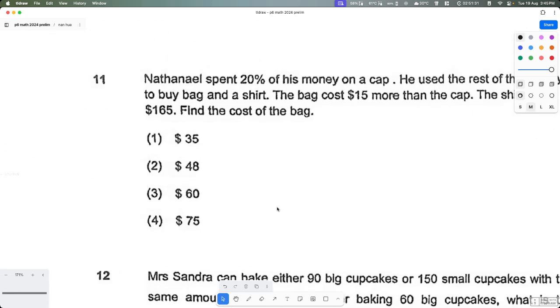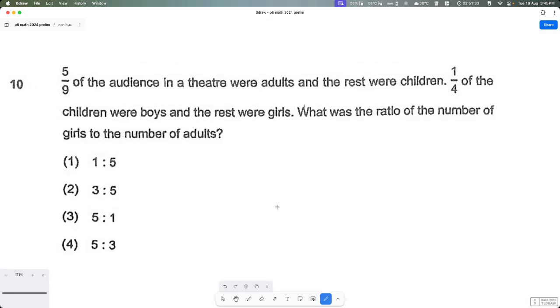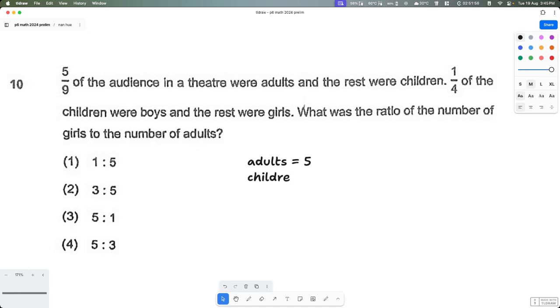Question number 10. Okay, 5 out of 9 of the audience in the theater were adults and the rest were children. 1/4 of the children were boys and the rest were girls. What's the ratio of the number of girls to the number of adults? So 5 units of the audience were adults and the rest were children. Then we know the total as well. Total equal to 9 units. So children is equal to 9 minus 5 equal to 4 units.